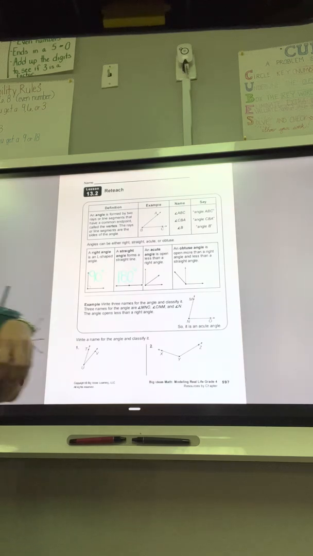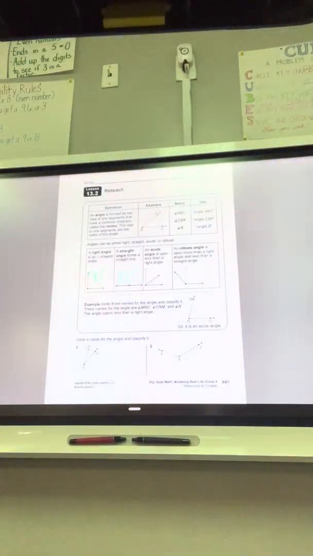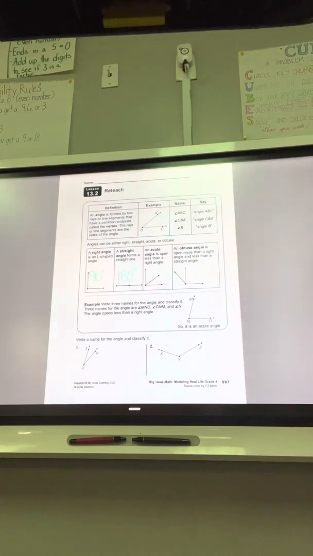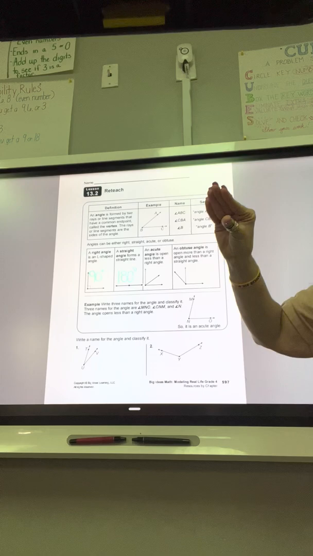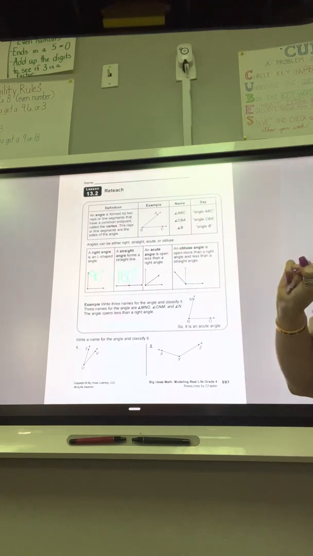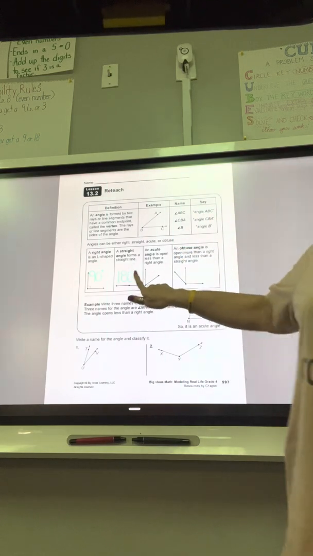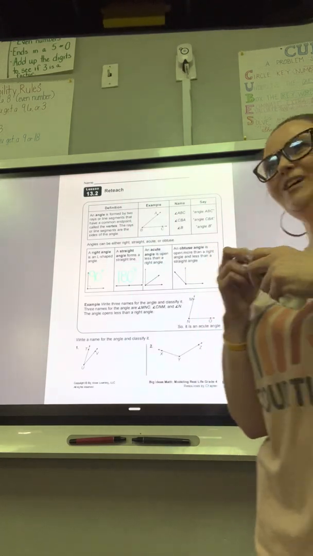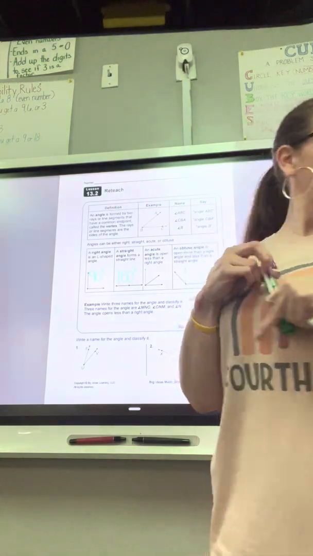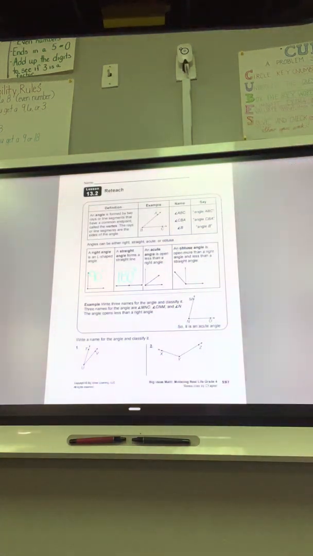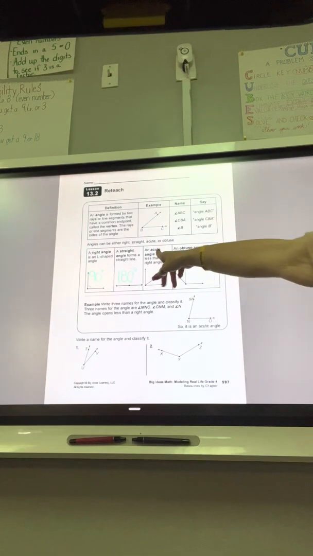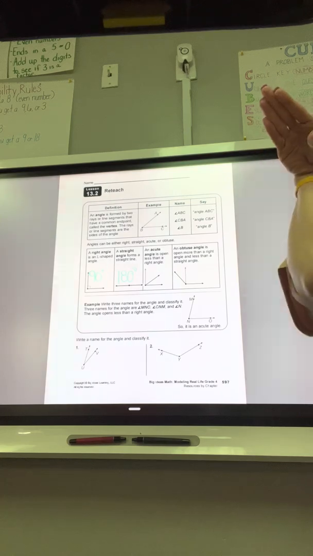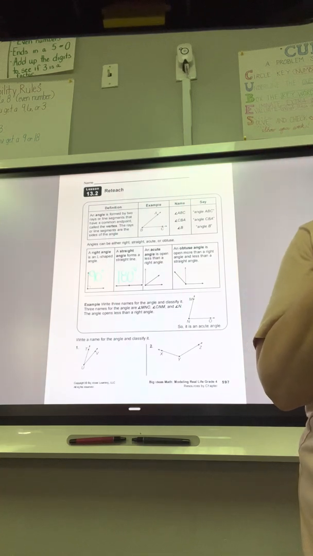Let's say that we have an angle that is open less than 90 degrees. If it is smaller than 90 degrees, that's an acute angle, a cute little angle, because they're little and cute. If they're open less than 90 degrees, that's a cute little angle. That's what it's called.